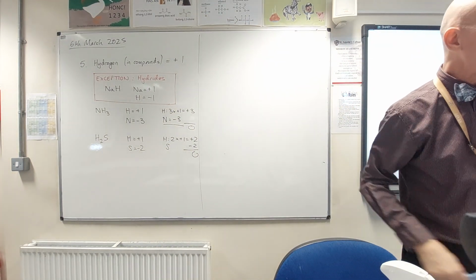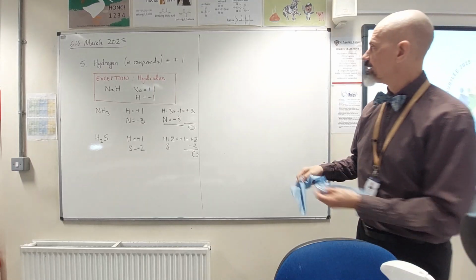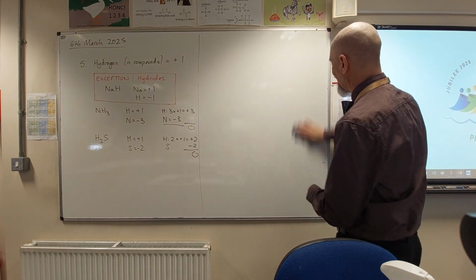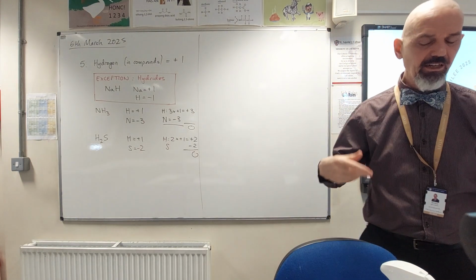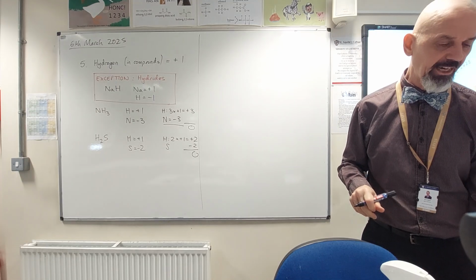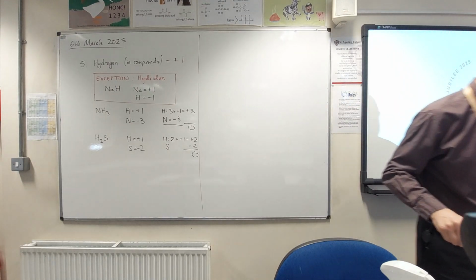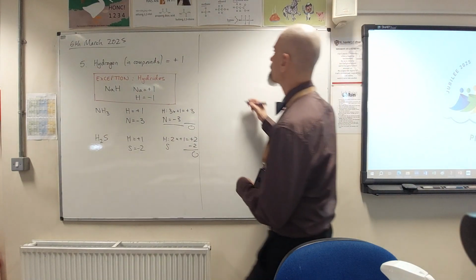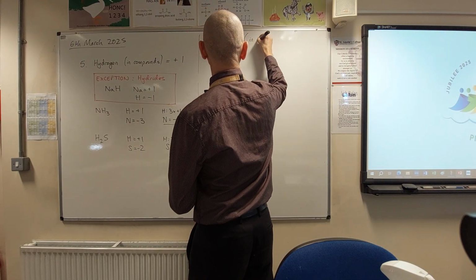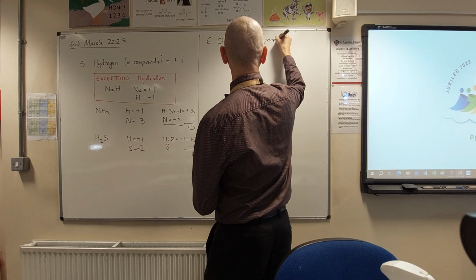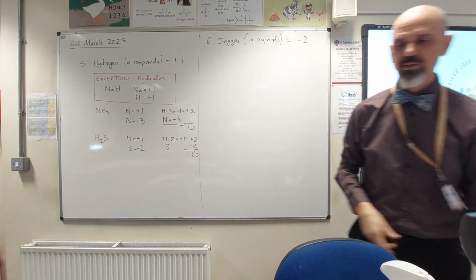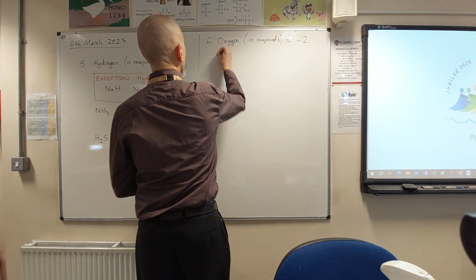I'm sorry this ends up as a bit of a lecture, but once we've got the 7 rules laid out, we can start to do the real work of applying and understanding them. Rule 6 is about oxygen, again in compounds. If it was O2 gas, it would be 0, but in compounds, it's going to be -2. And again, there's an exception.